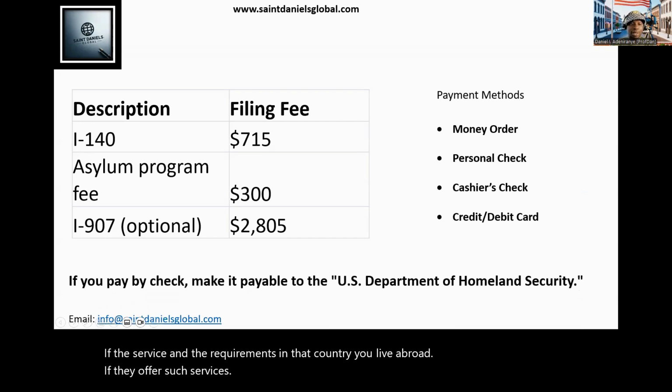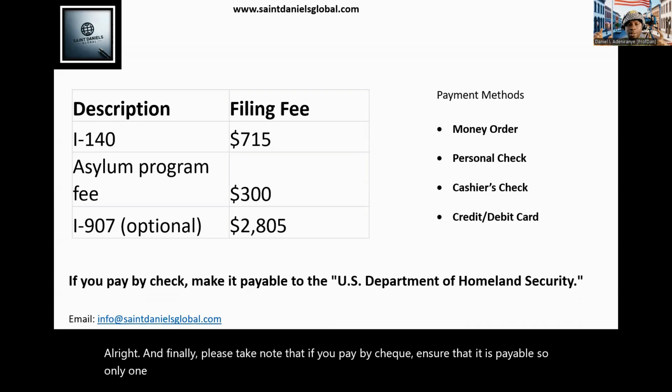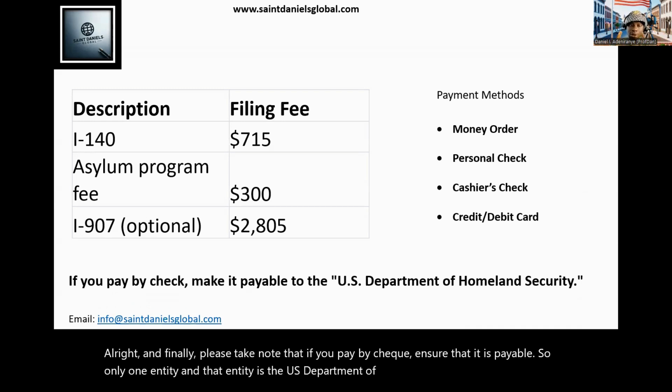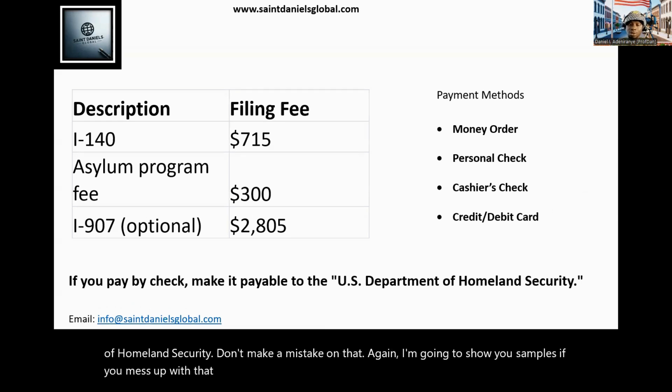All right, and finally, please take note that if you pay by check, ensure that it is payable to only one entity, and that entity is the U.S. Department of Homeland Security. U.S. Department of Homeland Security. Don't make a mistake on that. Again, I'm going to show you samples. If you mess up with that, it can lead to rejection of your form.